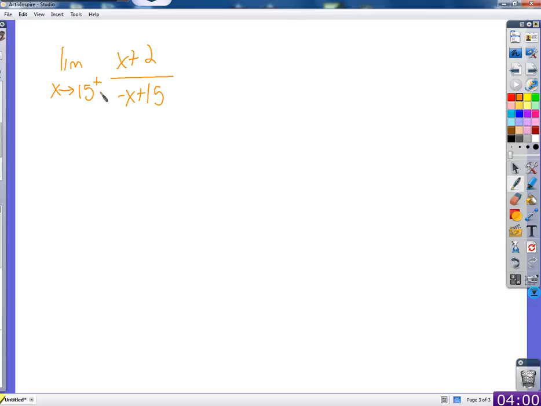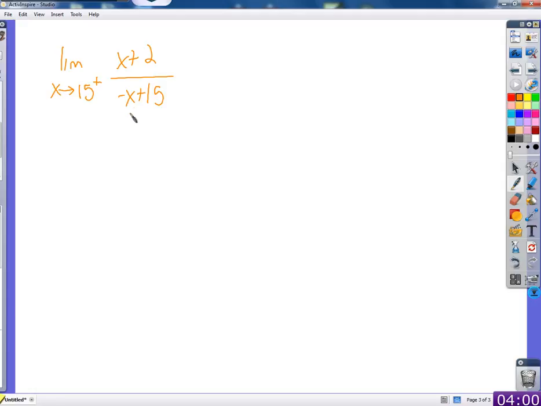Oh, it's going to be negative. Why would it be negative? Well, because it's going to be from the right. The right of 15, so it's going to be bigger than 15, and so it's always going to be a bigger negative. Right, so 15 minus something slightly larger, to the right of 15. So 15 minus 15 point something small is going to be that something small negative, right? Negative something really, really small.